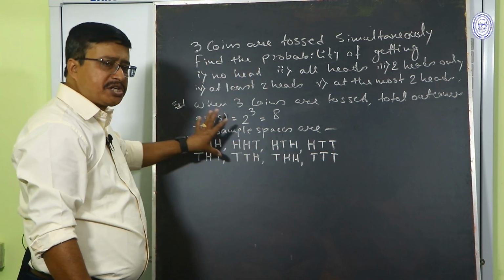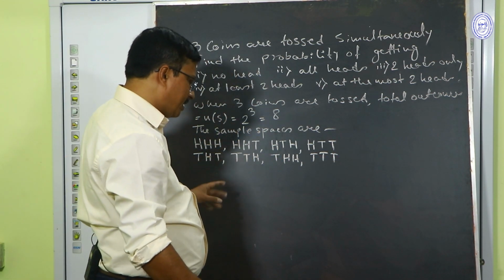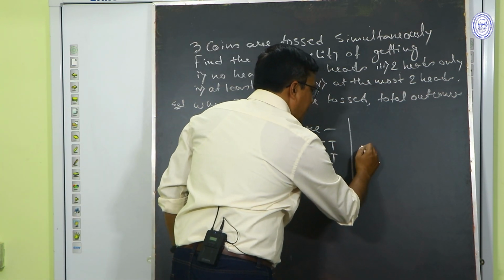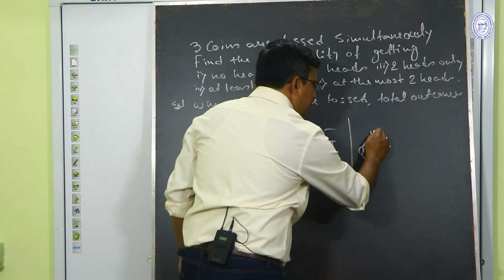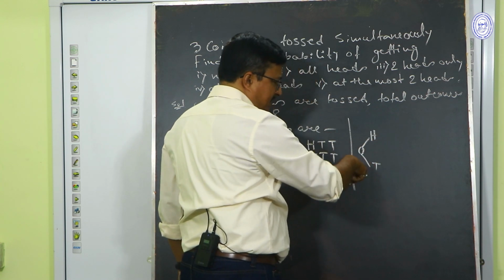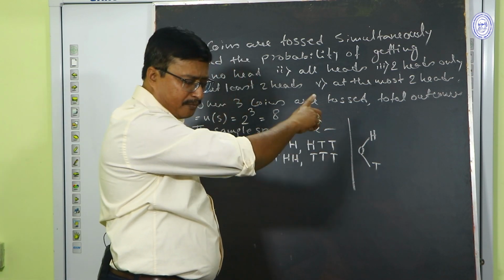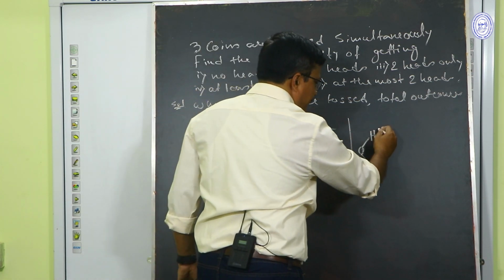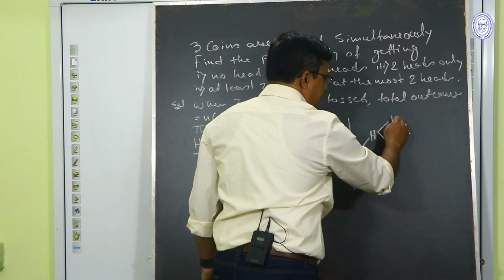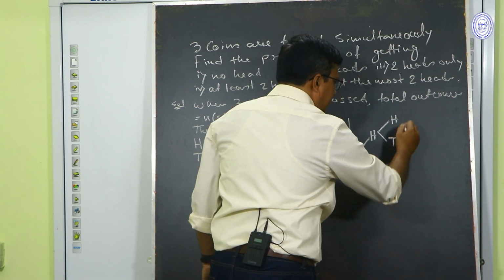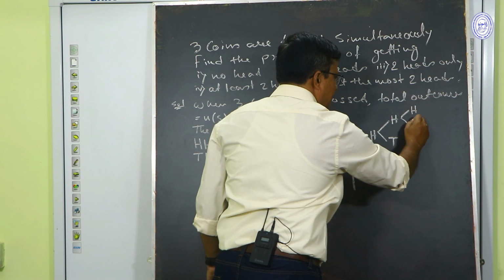If you have a problem calculating this, you can use this method. This one is called the tree method. This is the first result of one tossing, the first time. Second time tossing result is HT. Third time tossing result is HT.